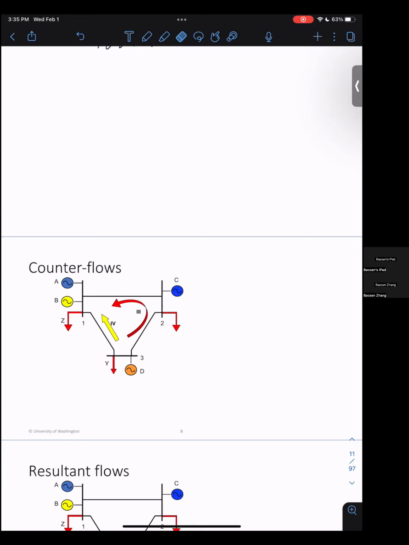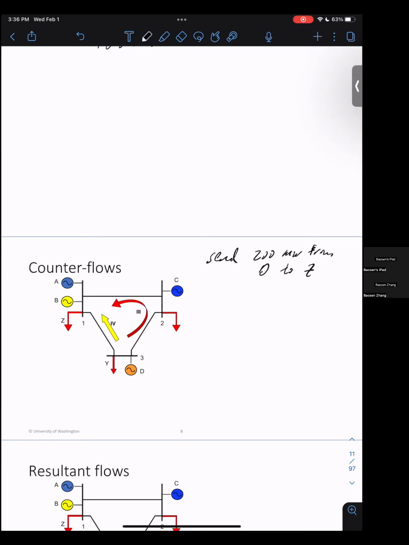Okay, so if you look at this one, say I want to send some flow backwards. What you can do is say, let's send some flow from B to Z. So let's try to send a reverse flow: 200 megawatt from B to Z. So we're going to send back this way.